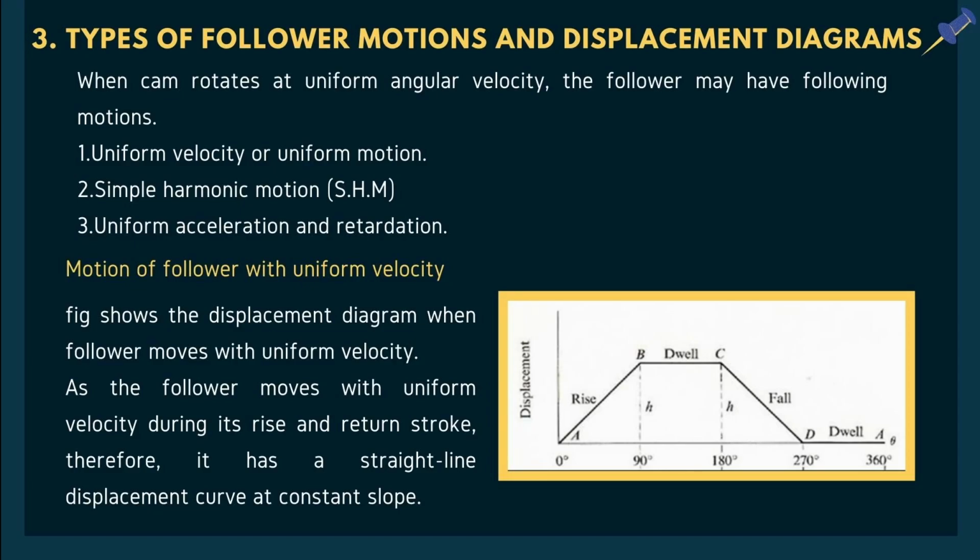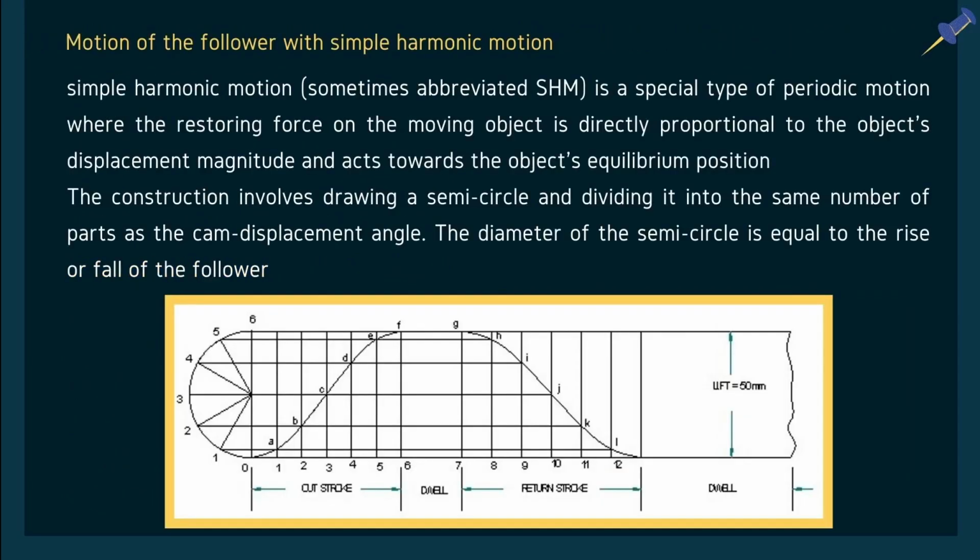Here we have SHM, that is simple harmonic motion. It can be described as an oscillatory motion in which acceleration of the follower at any position is directly proportional to the displacement from the mean position. The construction involves drawing a semicircle and dividing it into the same number of parts as the cam displacement angle. The diameter of the semicircle is equal to rise or fall of the follower.